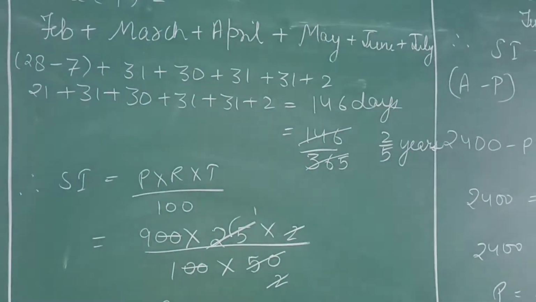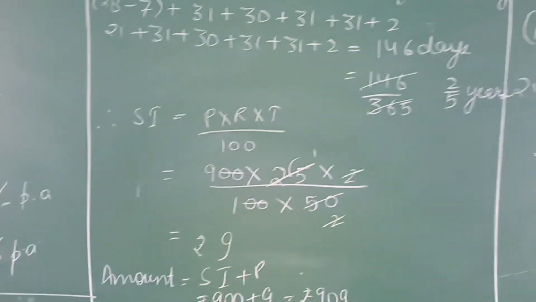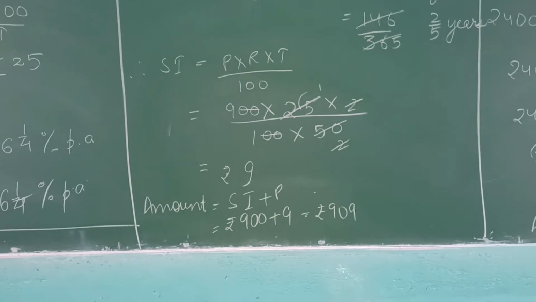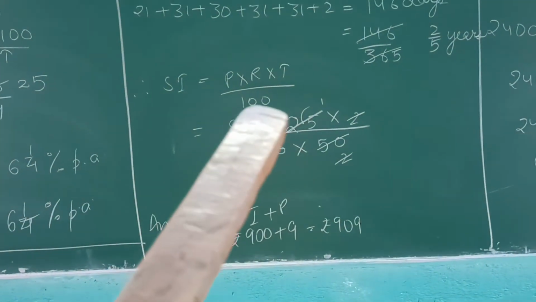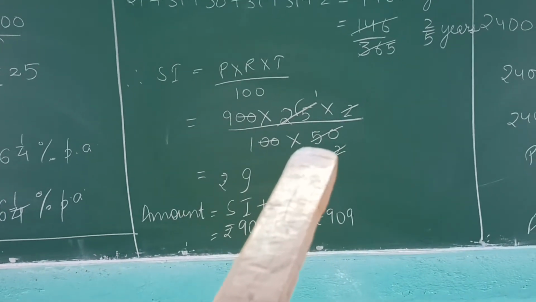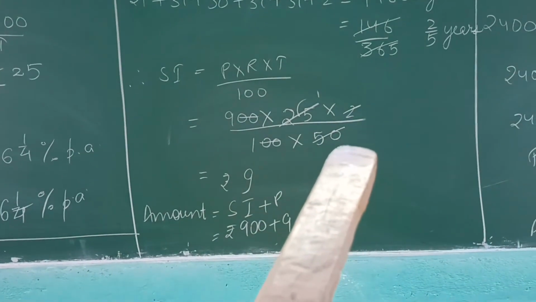So we are getting 2/5 years. Now we have to find out the simple interest. Now we are knowing the time also in years. We will use the formula P into R into T upon 100. In place of P we will write 900. In place of rate we will write 2.5. In place of time we will write 2 upon 5.